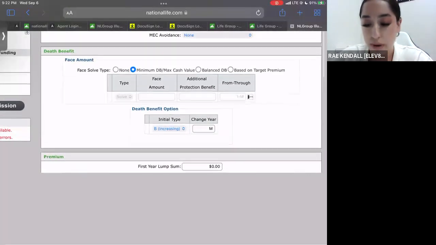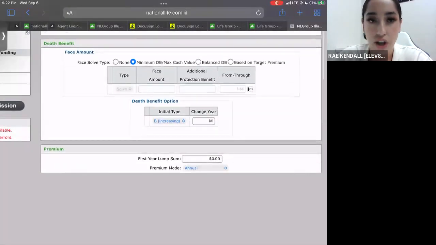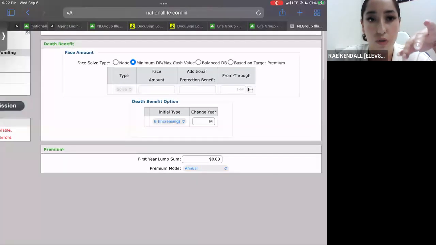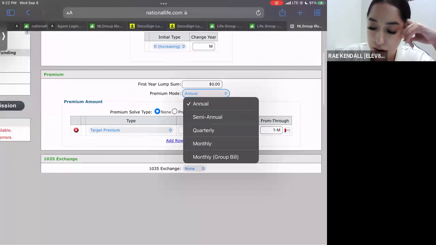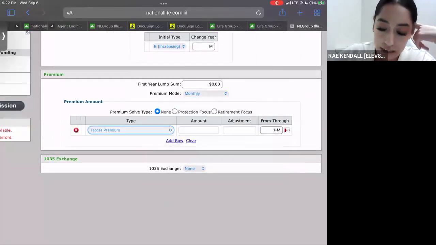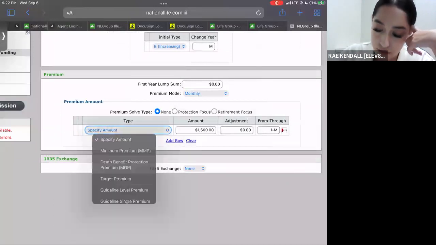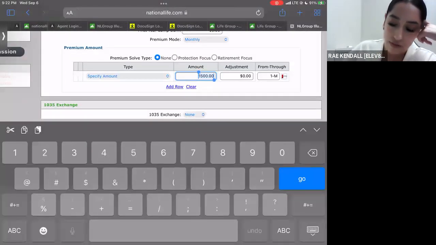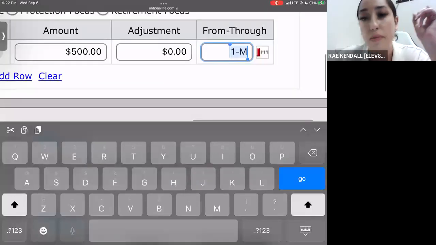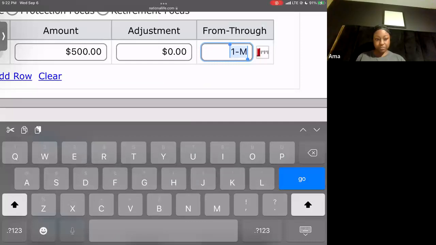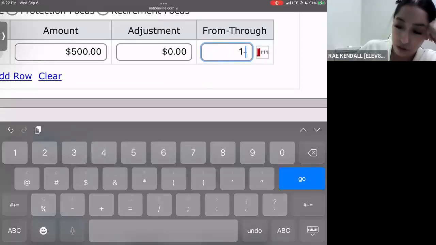But right now, if you're just building a basic conversation with someone on IG and you're showing them this, you leave the blue dot, you put it on increasing. Then you go from premium amount and you go to monthly. And let's say our client wants to put away $500. Again, what is M? Anyone? M. Maturity. Maturity.